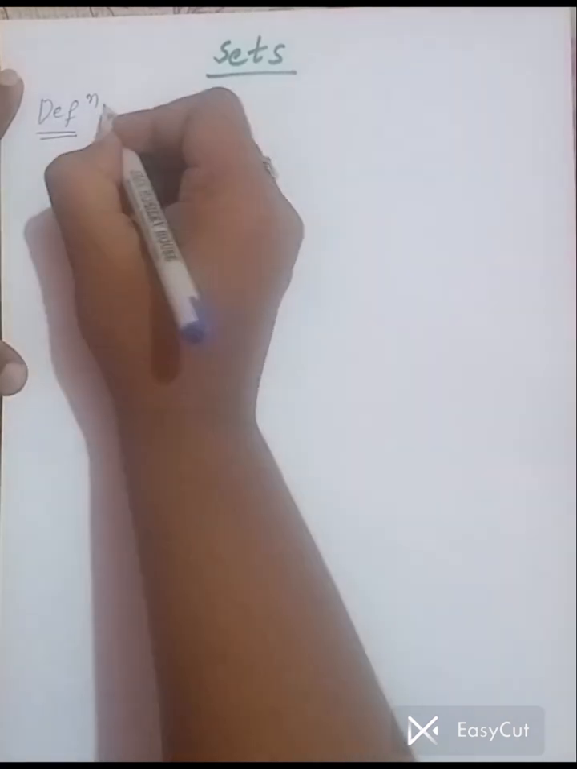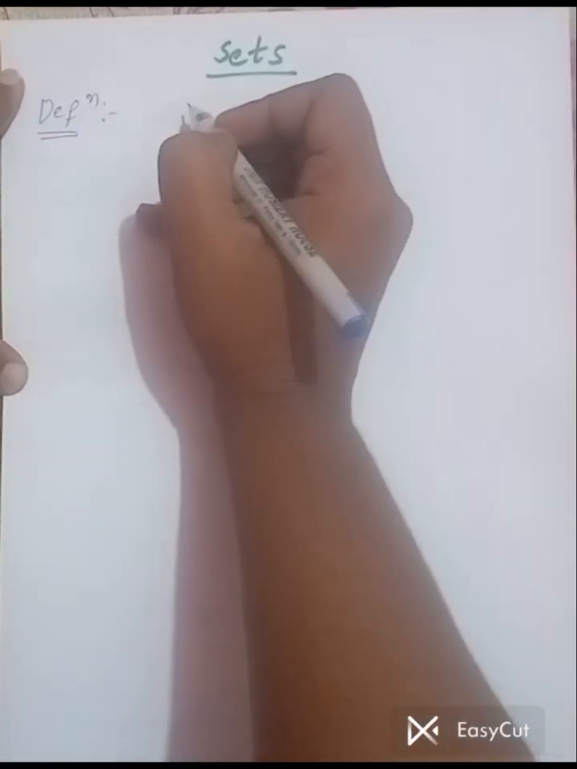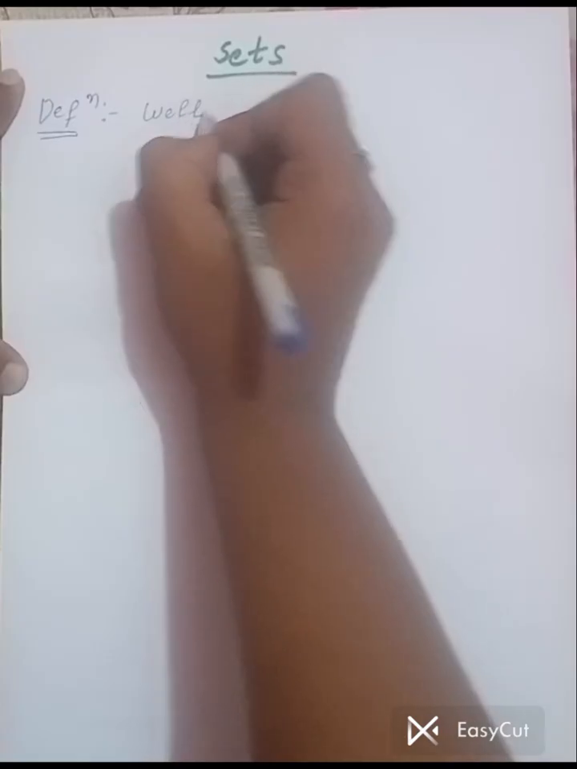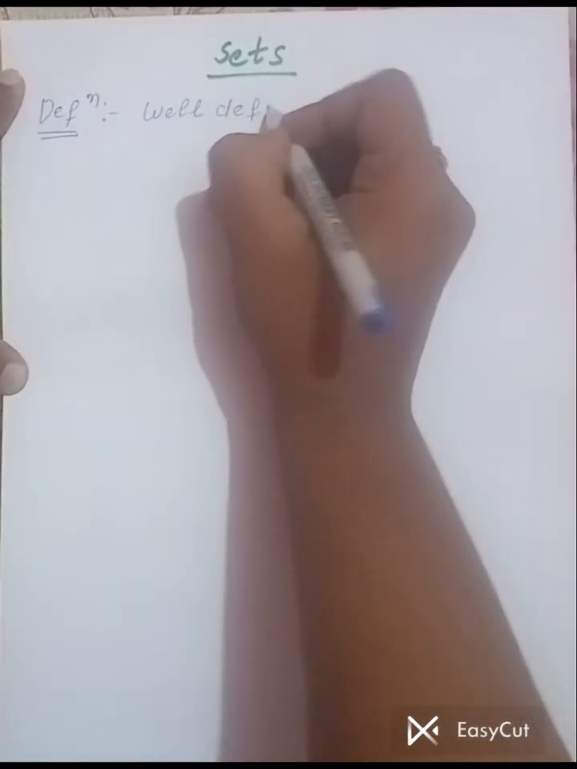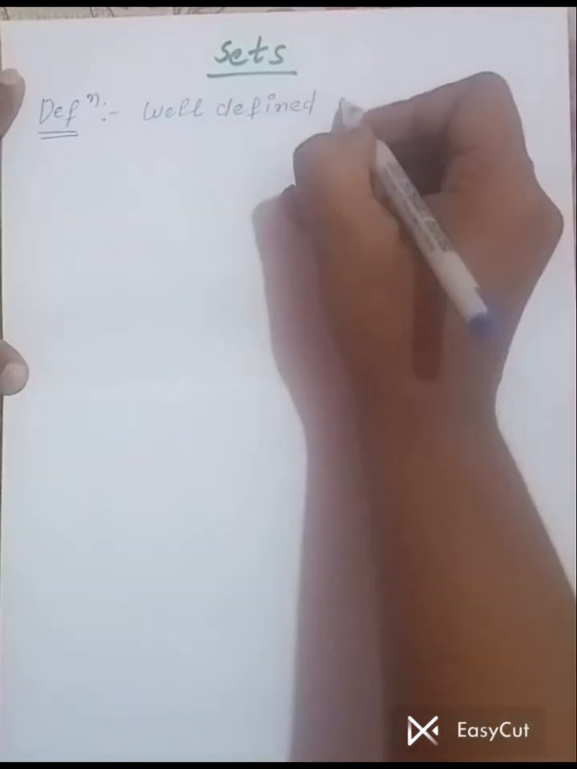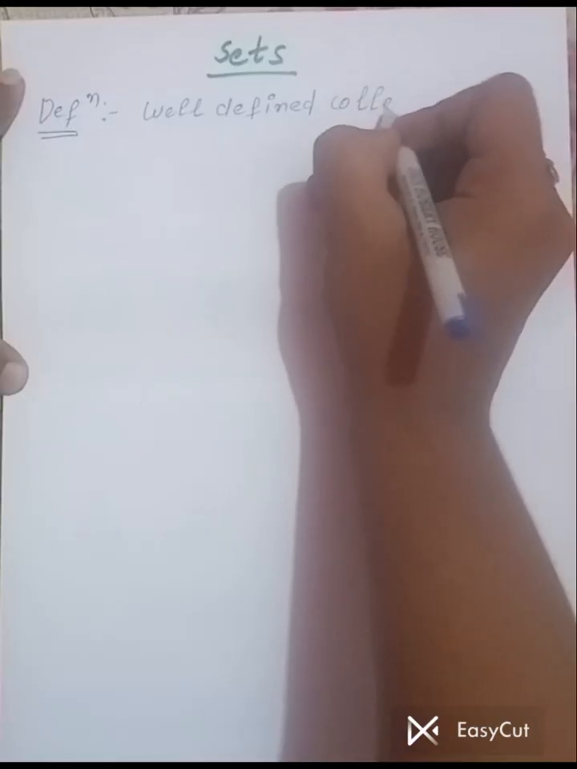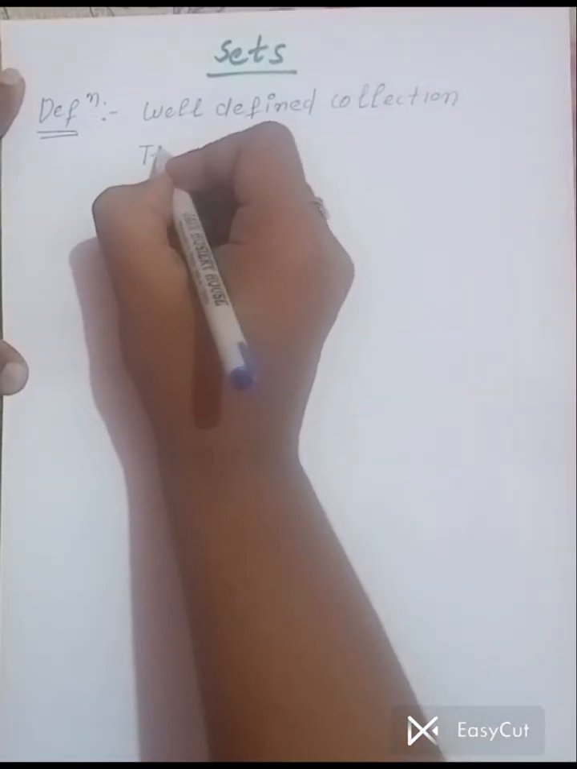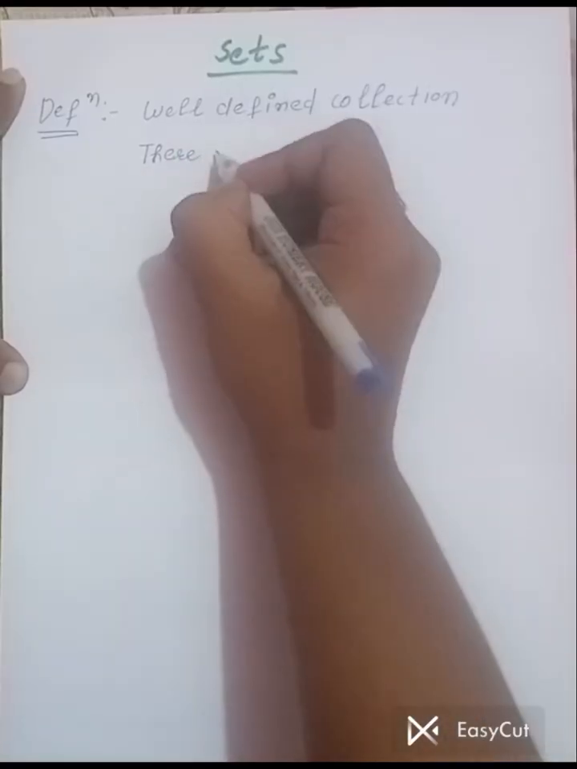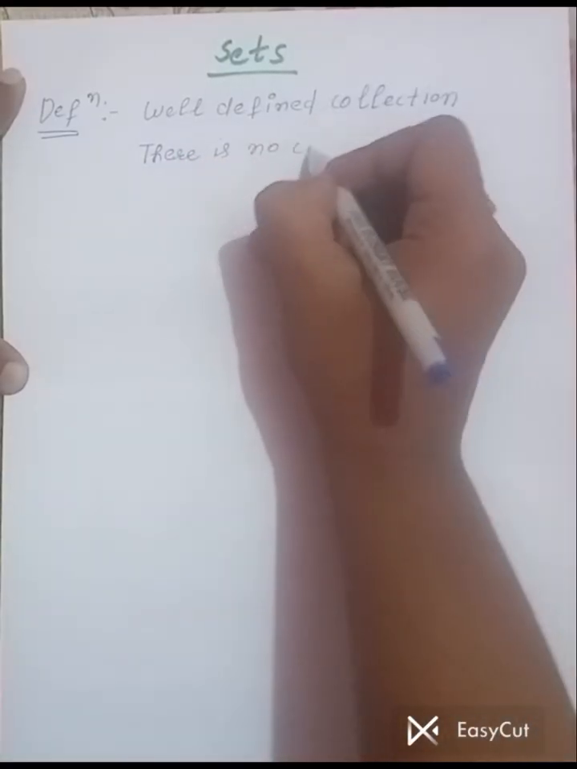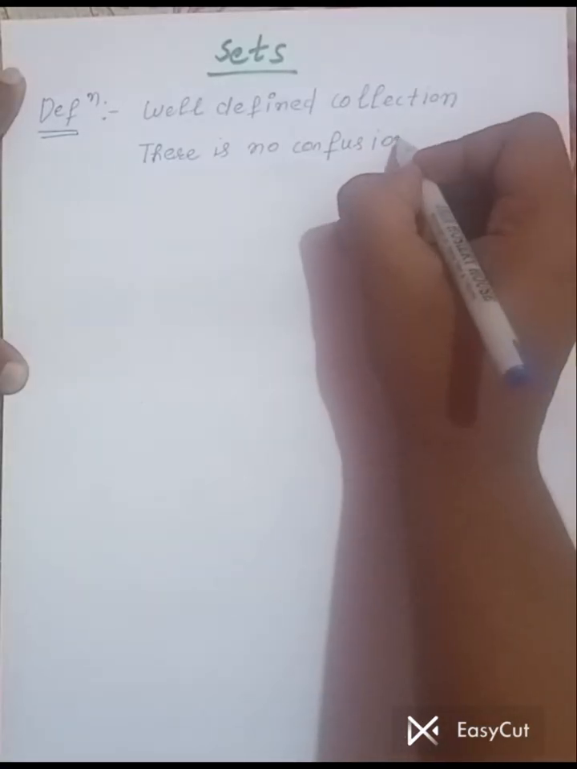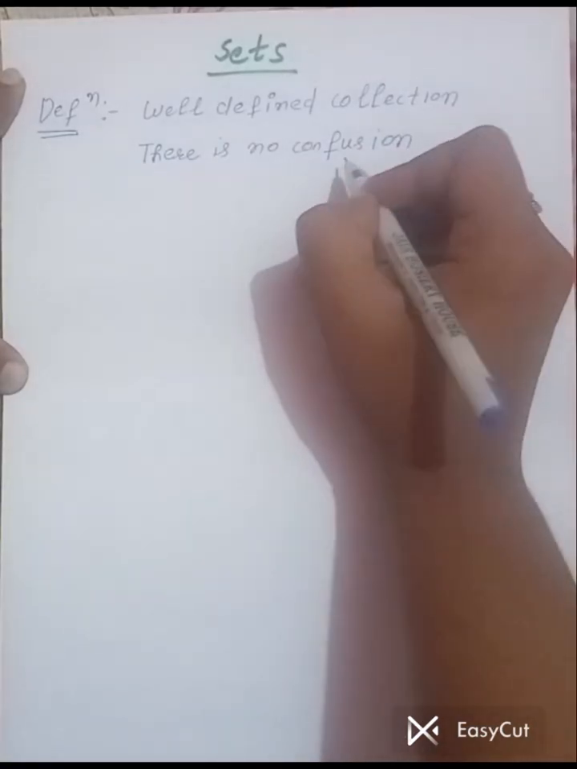So what's the definition? A set is a well-defined collection of objects. Well-defined collection. Second, there is no confusion whether a particular element will belong to the set or not. Okay.